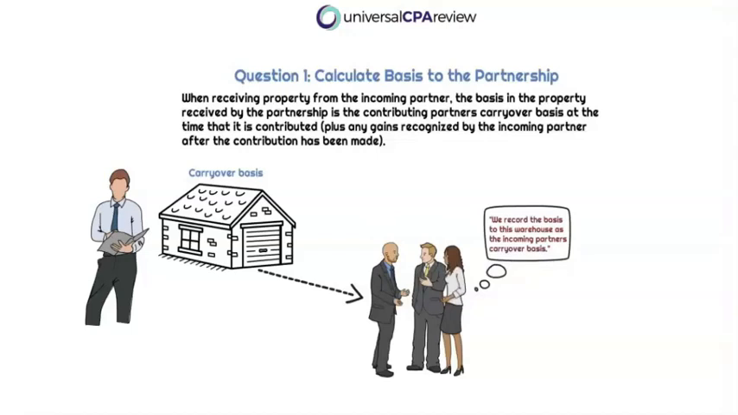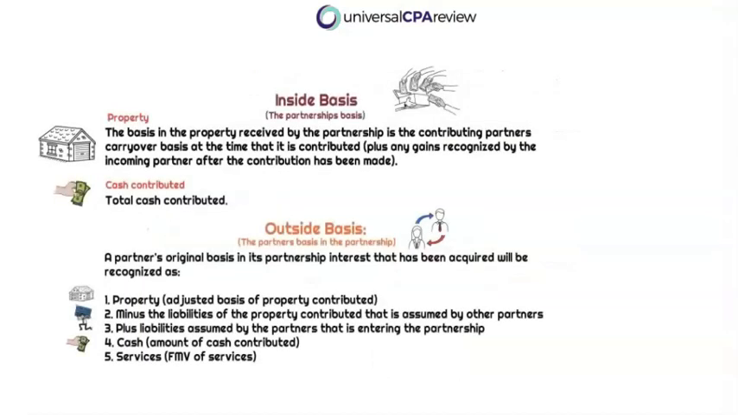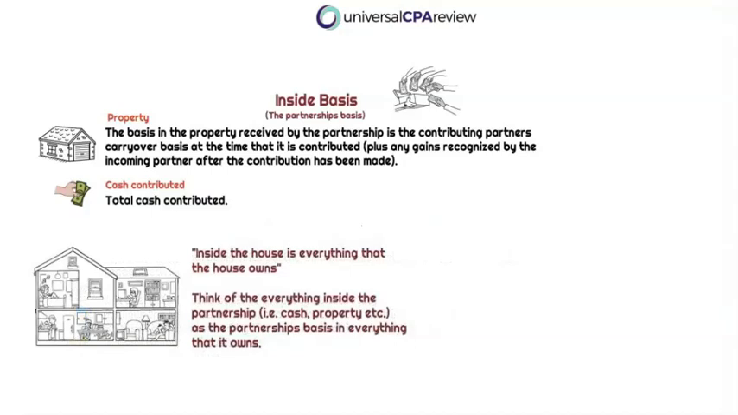Okay, so we're simply going to be focusing primarily on the adjusted basis itself in the property contributed. This is often referred to as the partnership's inside basis. And you could think of the inside basis as everything that is inside the partnership. Okay, whereas the partner's basis is going to be considered the outside basis. Okay, so think of the partnership as a house, right? This is the entity. So everything inside the house is everything that, let's say, the house owns. So that is property that is owned by the partnership, or in this case, the house. Okay, so inside the house is considered what is our inside basis.